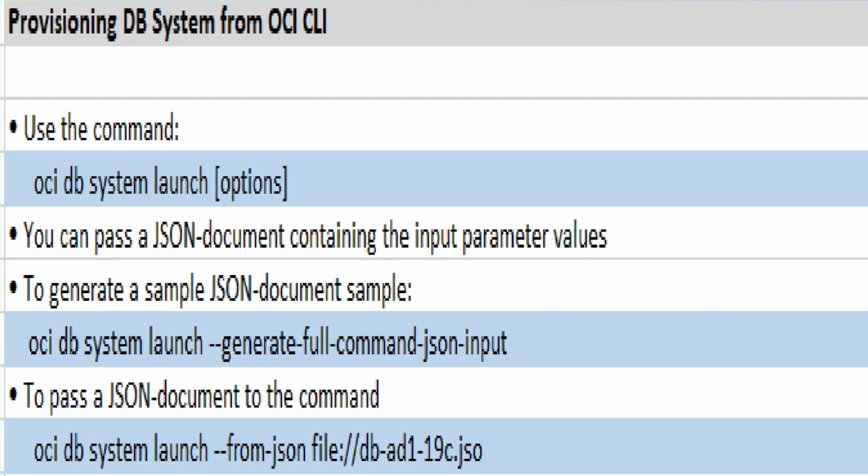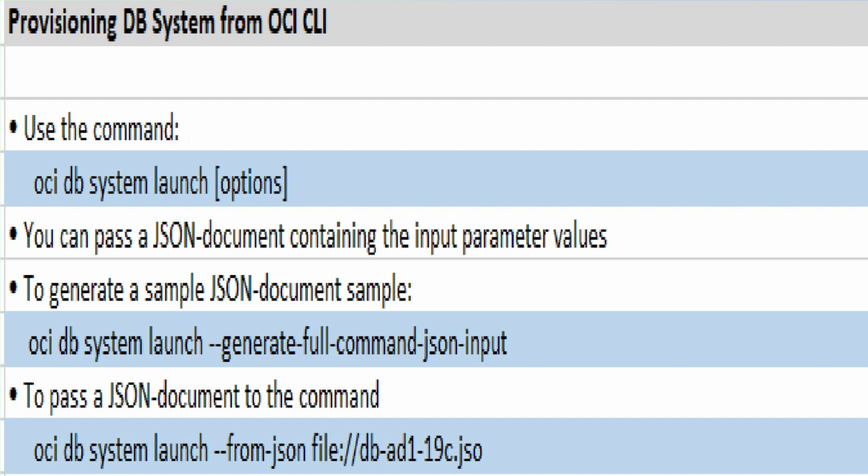OCI CLI commands can be used to manage DB systems and the databases inside them. Provisioning a DB system from OCI CLI. You can pass a JSON document containing the input parameter values. oci db system launch options.